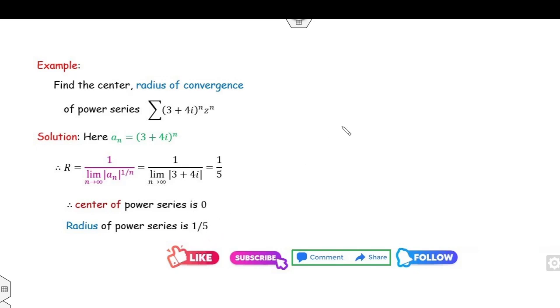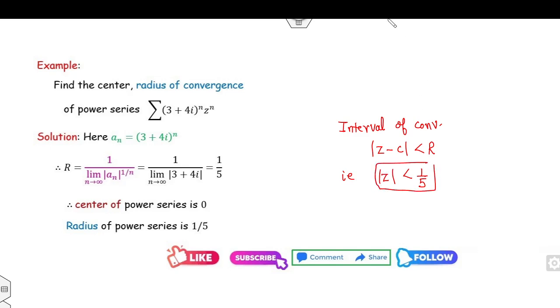Radius of convergence 1 by 5. And if you are talking about the interval of convergence, what is the interval of convergence? |z − c| is less than R. That is, with c = 0, |z| is less than 1 over 5. And if you look at it graphically, it is from minus infinity to plus infinity. Center is my 0 and it is minus 1 over 5 to plus 1 over 5. That means your power series is convergent only in this interval, while for the outside case it is divergent.